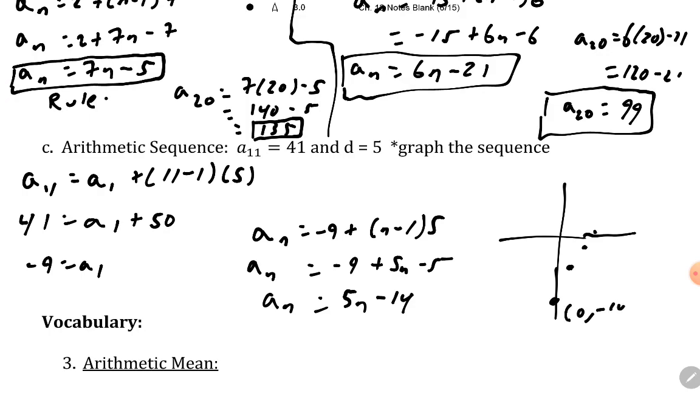Start at 0, negative 14. This would be 0 or 1, negative 9. 2, negative 4. 3, 1. Just be a line. Y equals mx plus b.